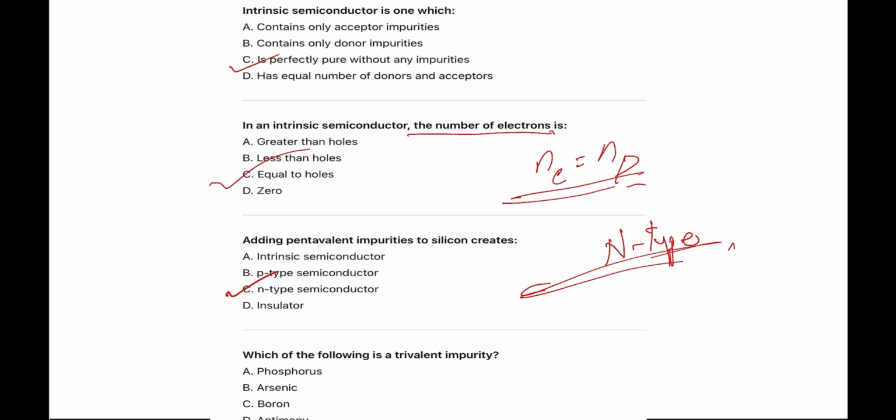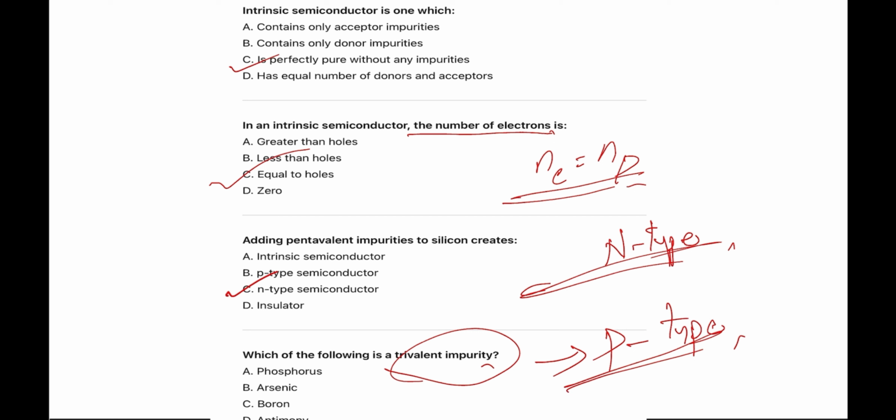Next one. Which of the following is a trivalent impurity? Option A phosphorus, option B arsenic, option C boron, option D antimony. Trivalent means this is which material? P-type, right? What are the p-type impurity atoms we are usually using? Boron, gallium, indium, like that. So, from this we can see that the trivalent or the p-type impurity here is boron. That is option C.